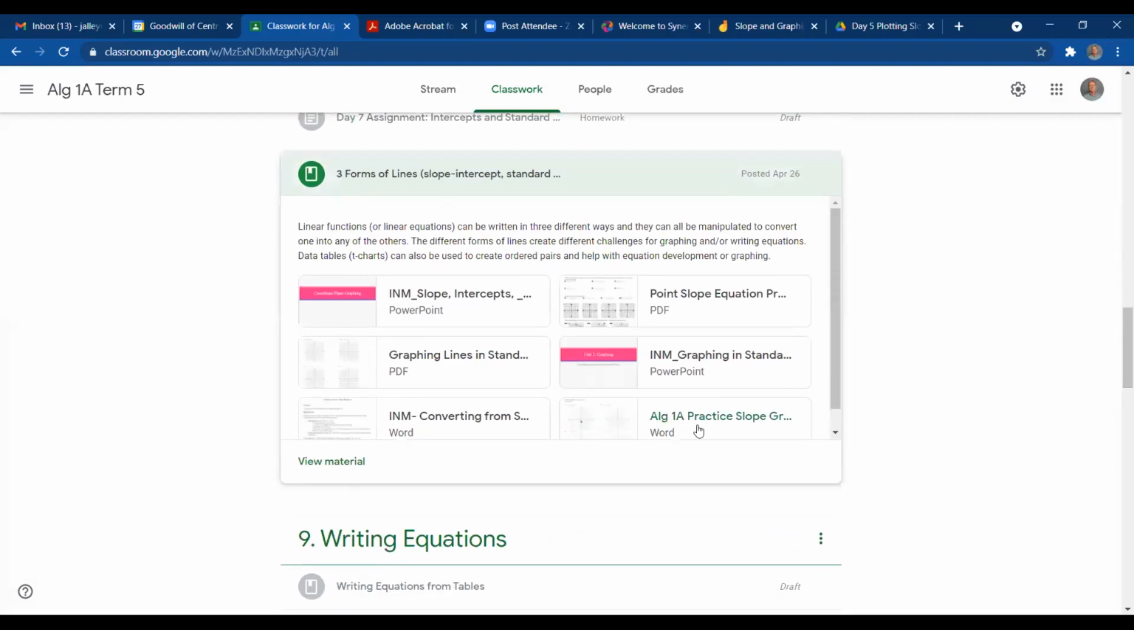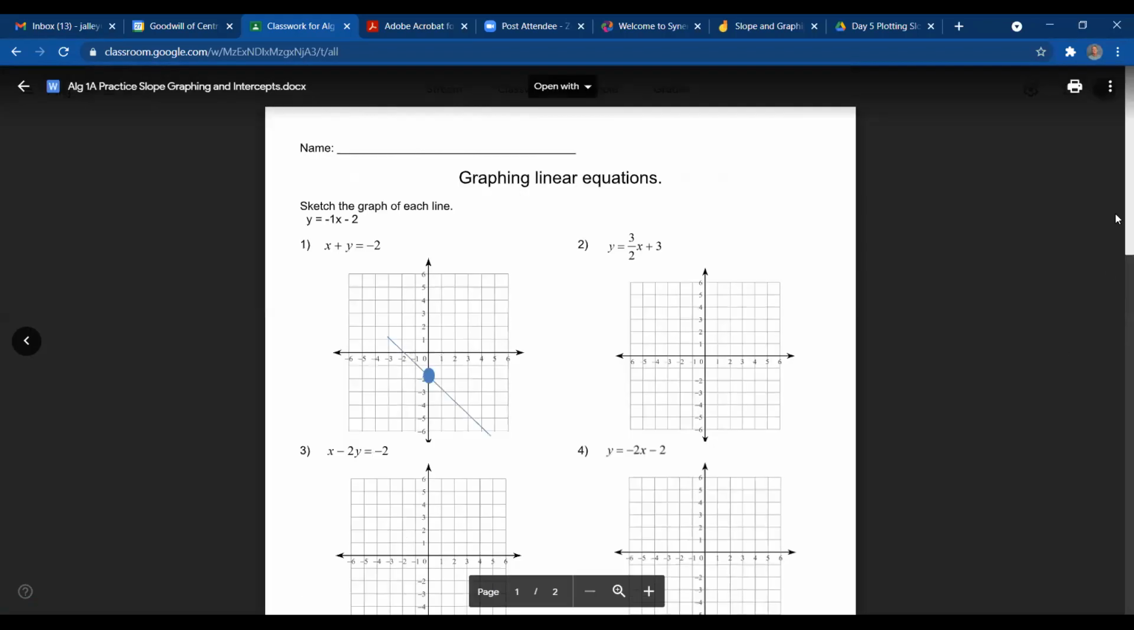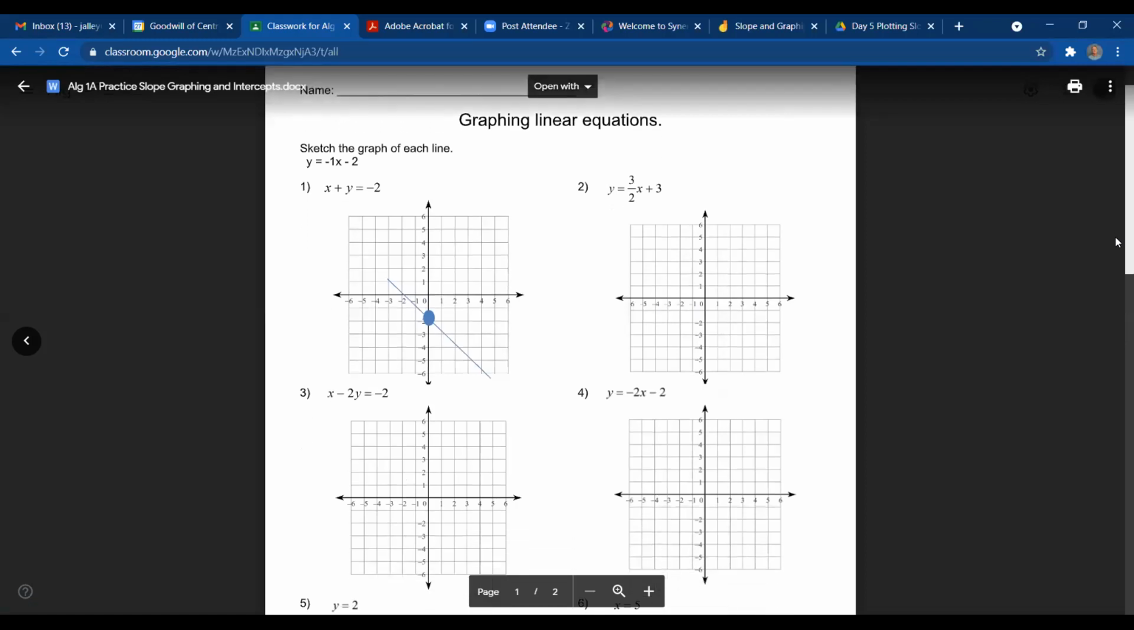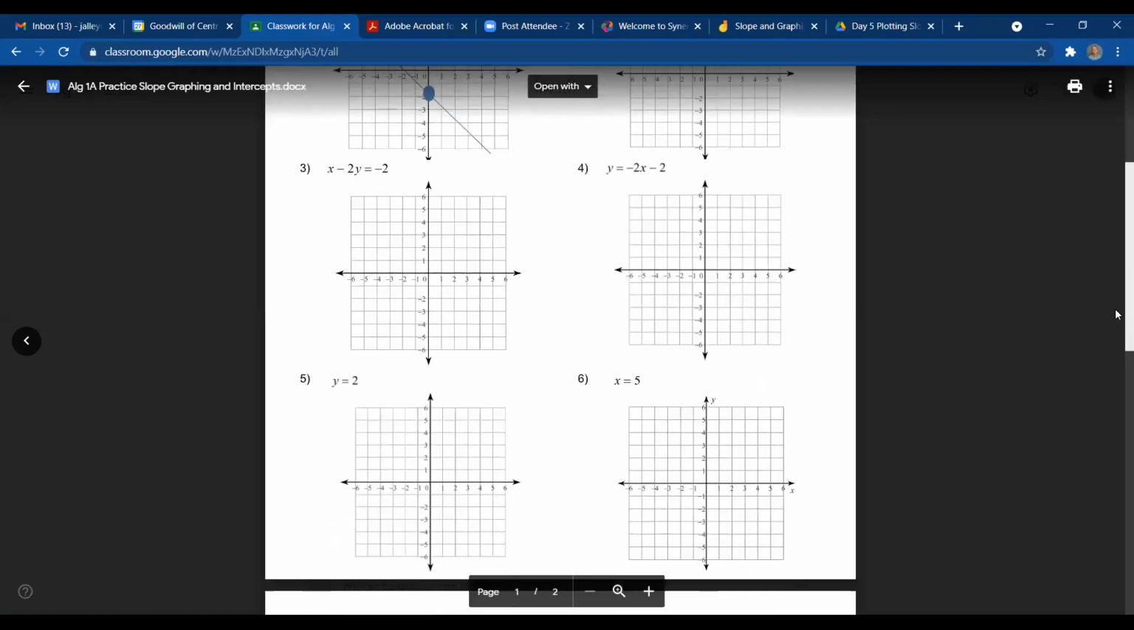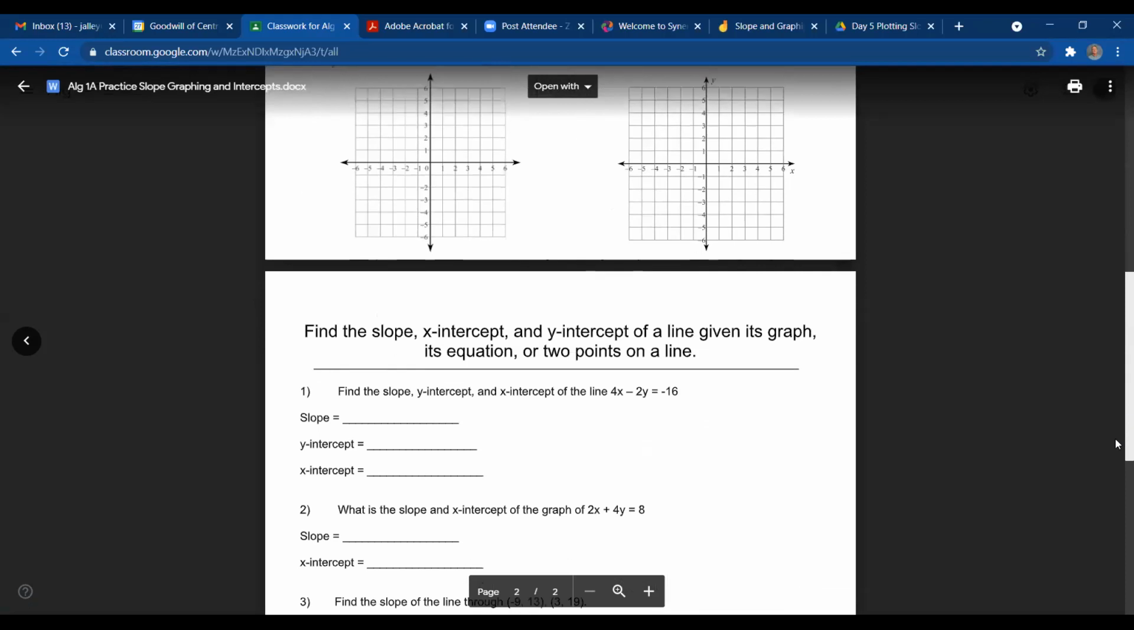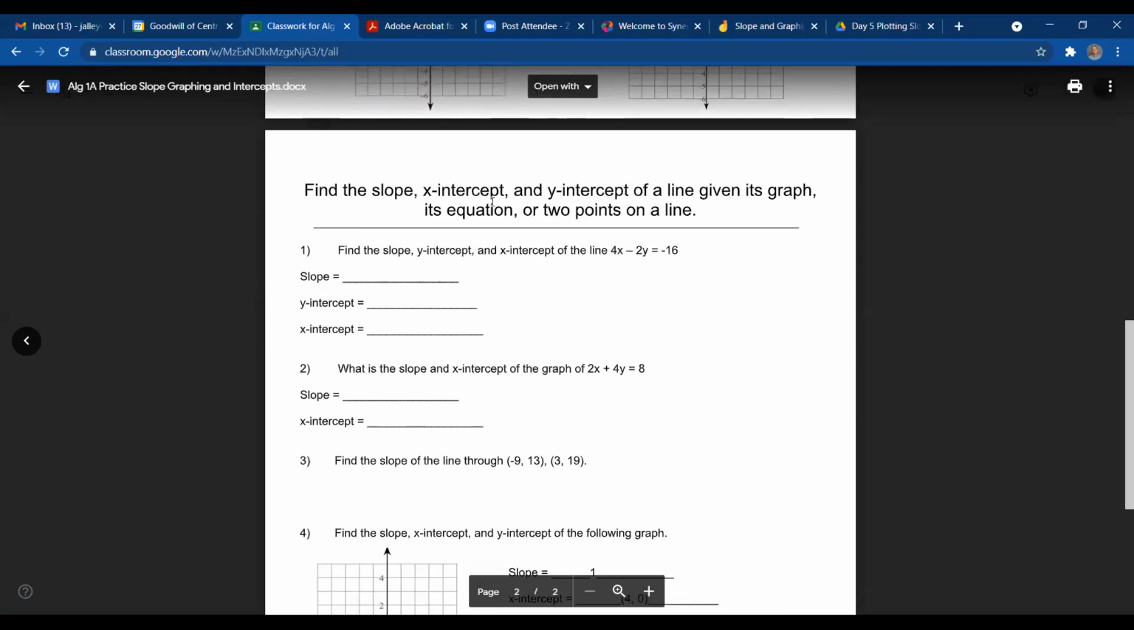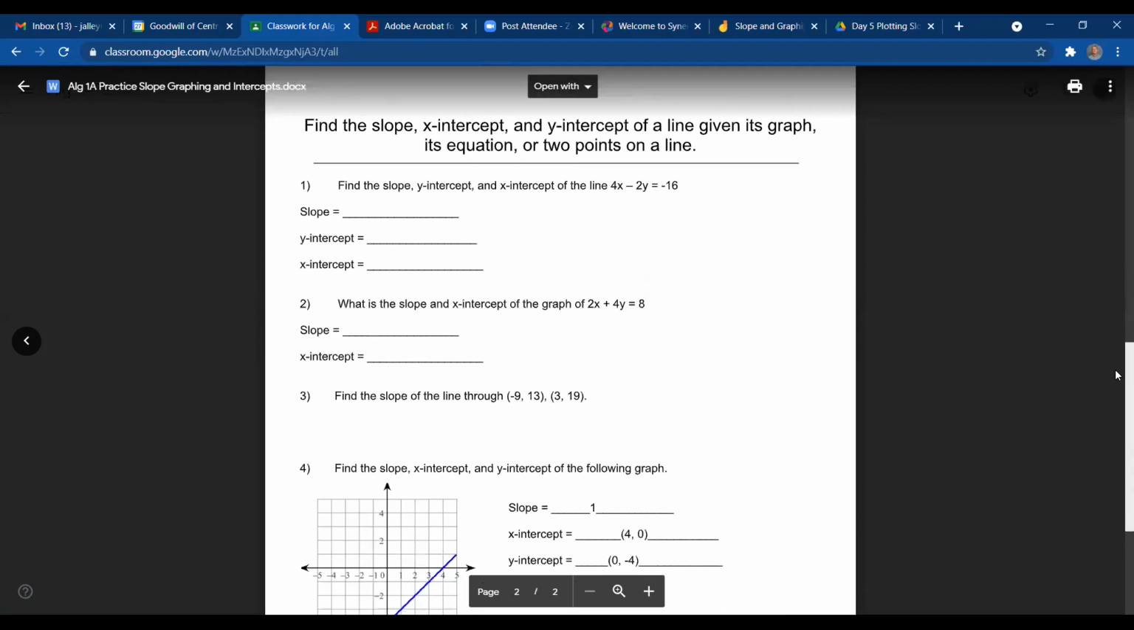So here's another one of these graphing, this one's in slope intercept. All these are in slope intercept. And the second page here of this particular handout is actually one where you have to find the intercepts. We'll do some of those on Thursday also. It's another calculation. Sometimes it works when you have numbers that are factors of each other, but it doesn't always work with standard form.